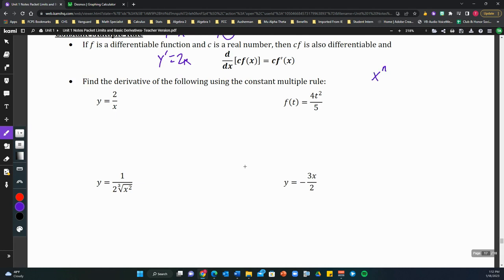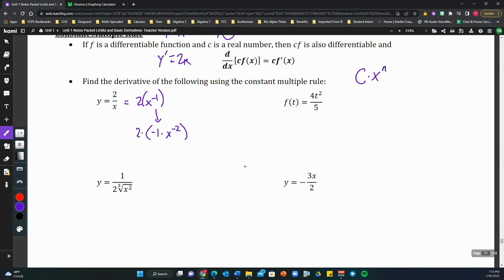So again, we need x to the n, or in this case, we're going to have some number multiplied in front by x to the n. So this first guy, 2 over x, we need to rewrite as 2x to the negative first before we can do anything. And now we can apply the power rule. If it was just x to the negative first, that derivative would turn into -1 times x to the negative second. But there's still that 2 out in front.